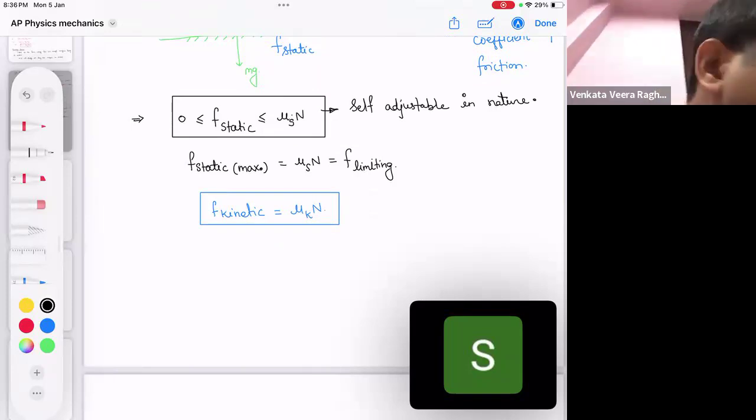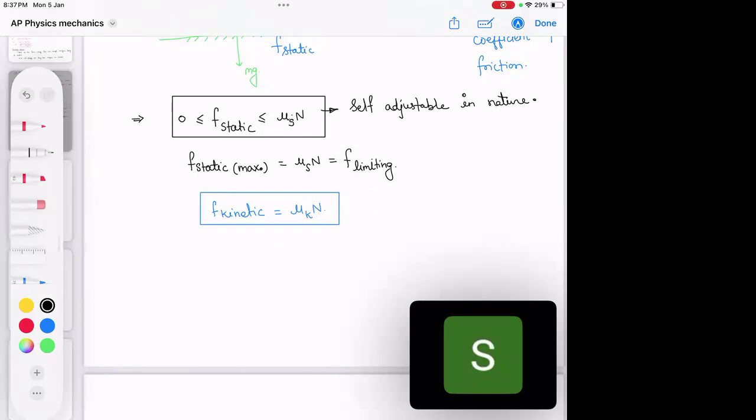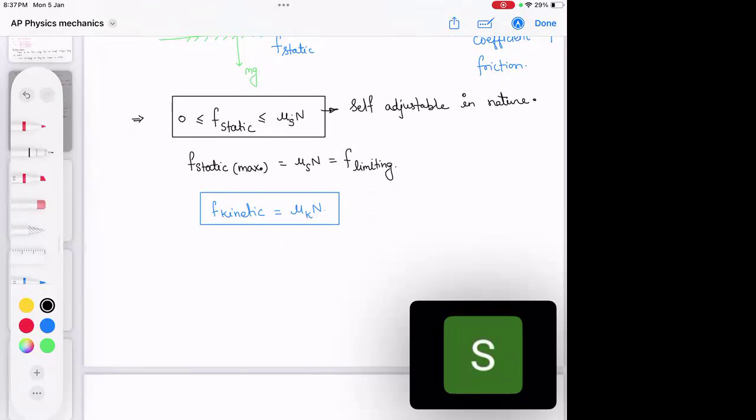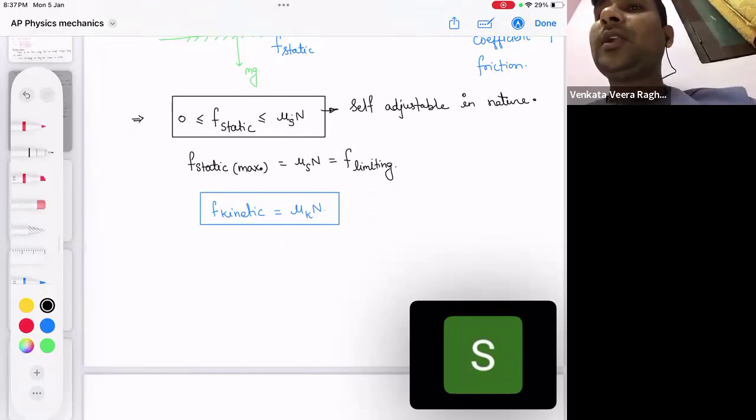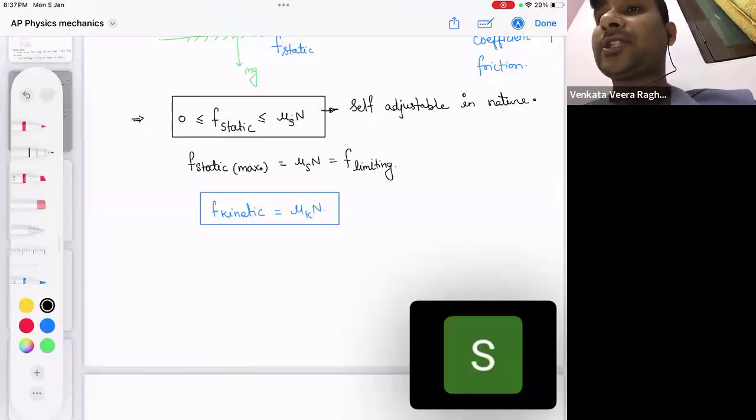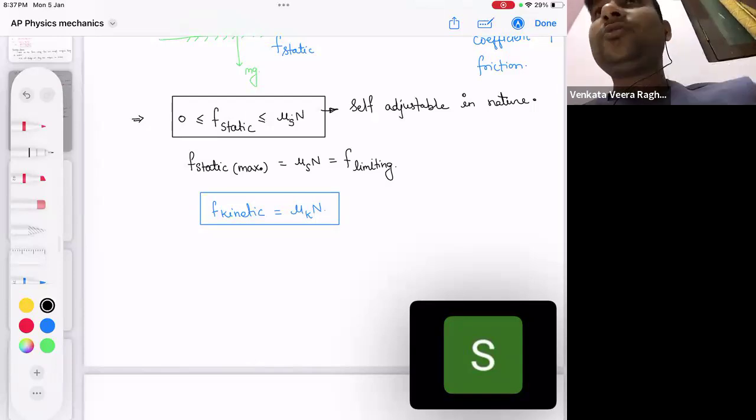Sir, can we tell that the maximum friction is one? Like it cannot be greater than one? No, it's not like one or something. It can have the value mu s into N. Depending on the value of the coefficient of static friction and the normal, the static friction can have any value from 0 to that value.